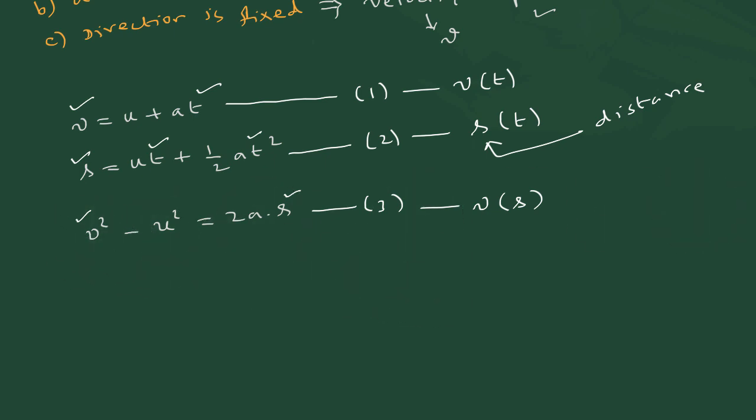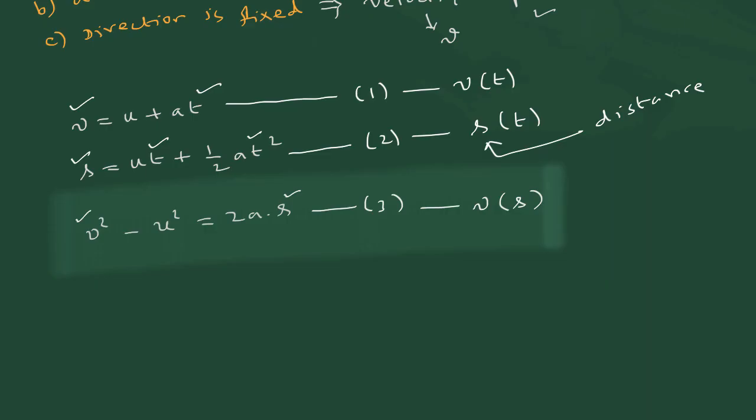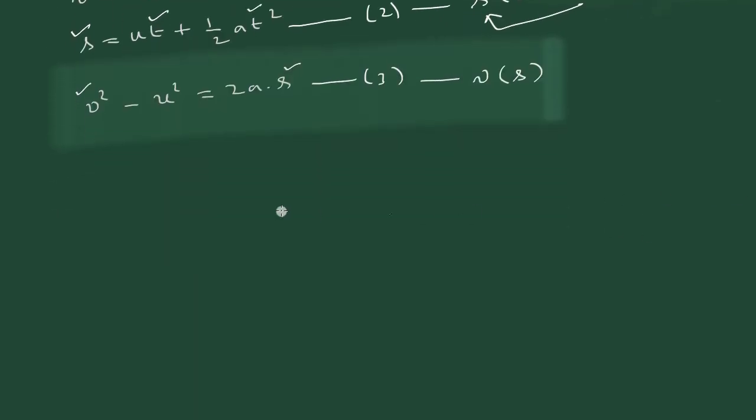You can choose any one of them, but here you can choose this particular equation. Let me choose here like this. So this is the equation that we are interested in. Now, how are you going to solve this problem? This equation is now rewritten. Take the u square to the right side: v square equal to u square plus 2a into distance traveled.